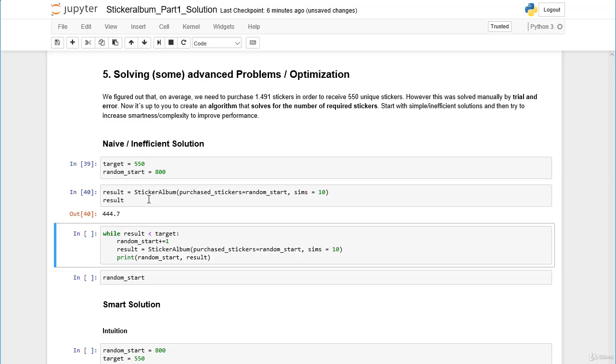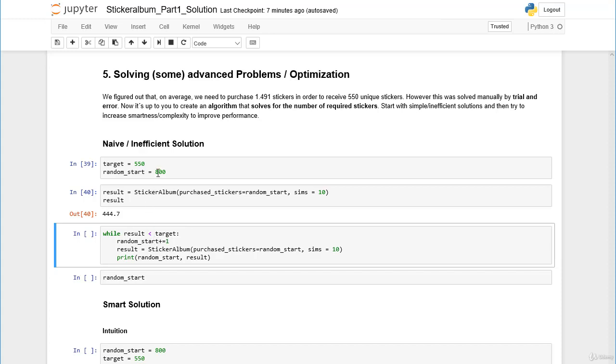And we will get 444.7. So our target is 550. We have 444. So we are a bit away from our target. And now we want to increase our purchase stickers, our random start, by one sticker as long as our result is smaller than our target, and therefore we are introducing a while loop. So while our result, here our starting result with our random start is 444, is smaller than the target, 550, please increase the amount of stickers I buy.